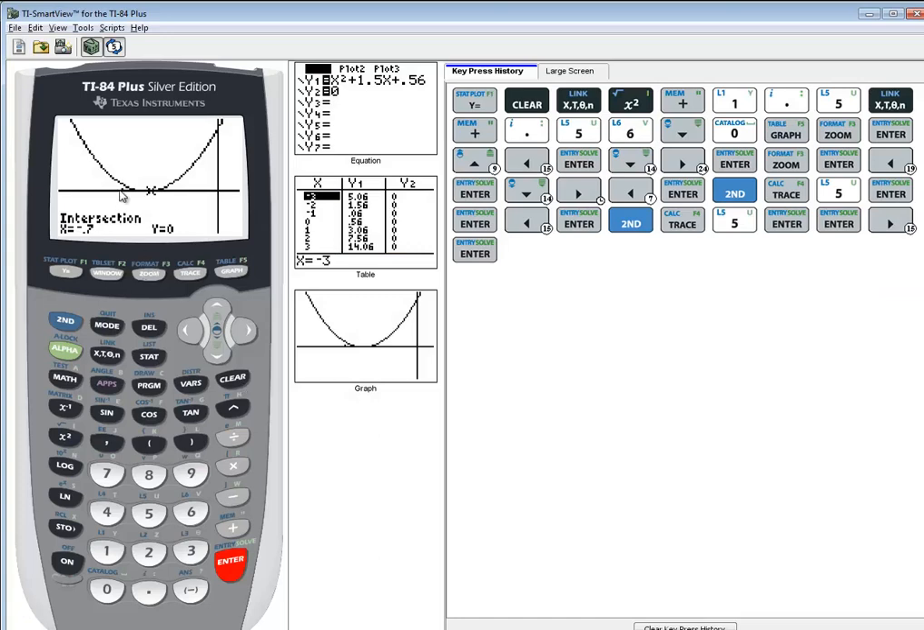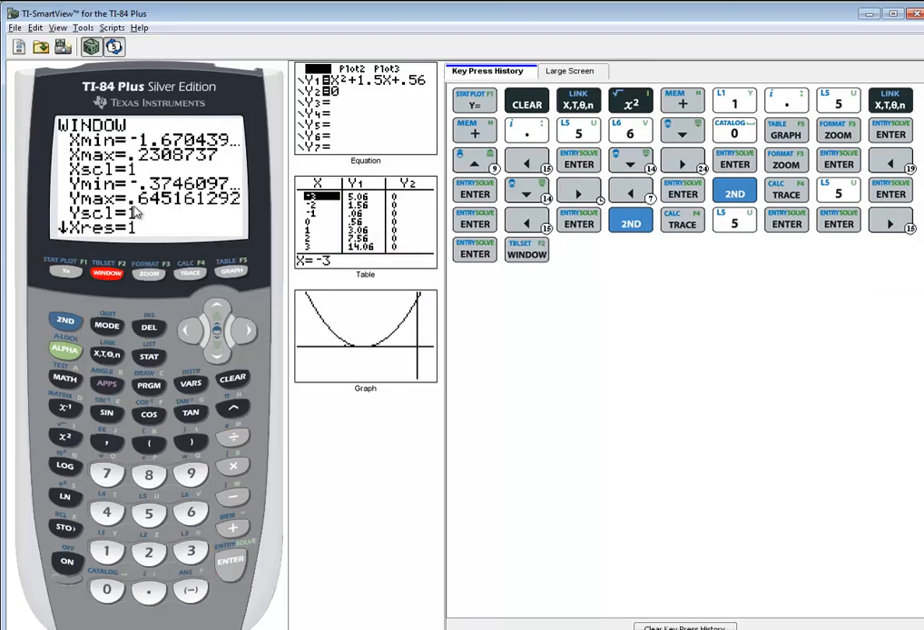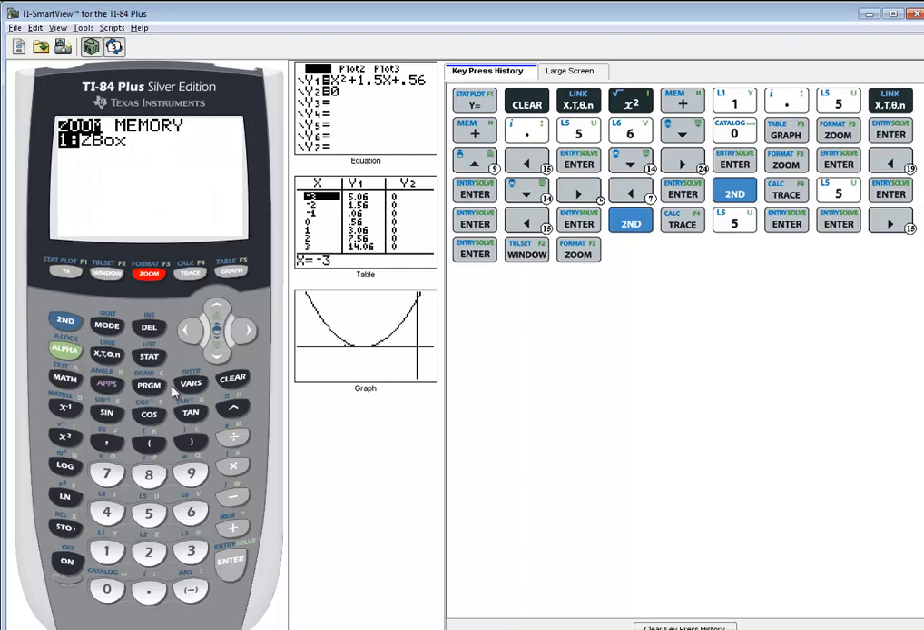Now if I want to know what my window settings were, the problem is kind of implying that. You simply press your window button, and that'll tell you what your X-min and X-max is. So this is going from -1.7 to 0.2 on my x-axis. And for my y values, it's going from negative 0.4 to 0.6. Now to set your standard viewing window back, you do zoom and then you simply press 6. And that sets it back to your standard viewing window.